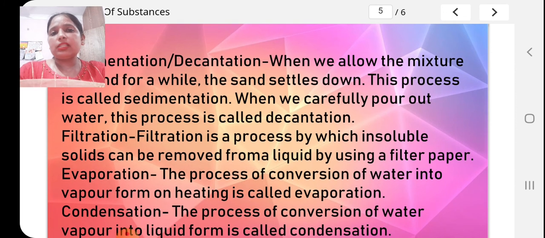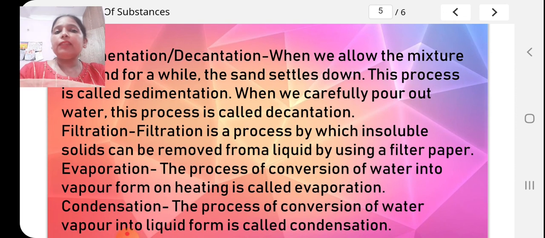Now the next process is filtration. Filtration is a process by which the insoluble solids can be removed from the liquid by using a filter paper. For example, if there is a mixture of water and chalk, then the chalk is insoluble in water, so we can separate the chalk and the water by using a filter paper.